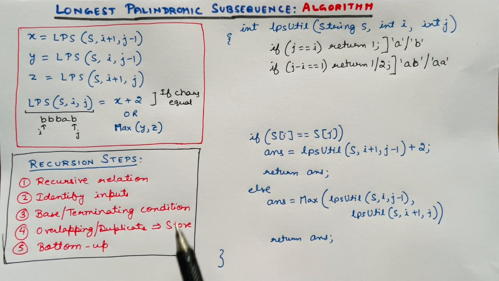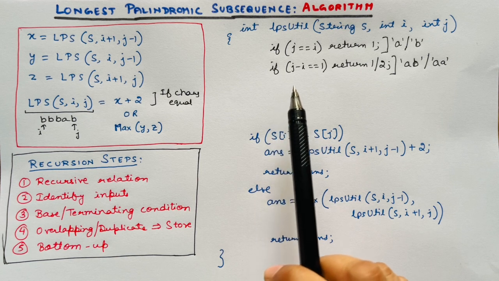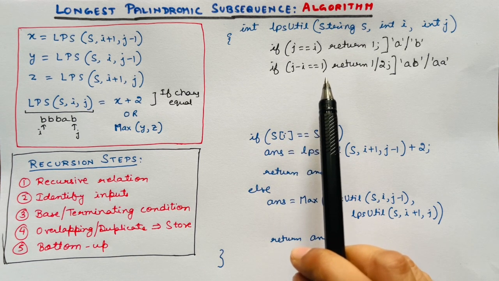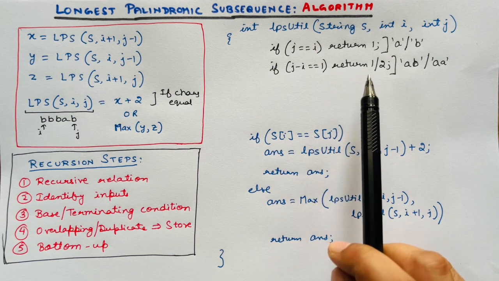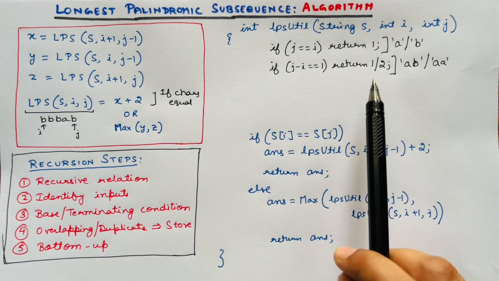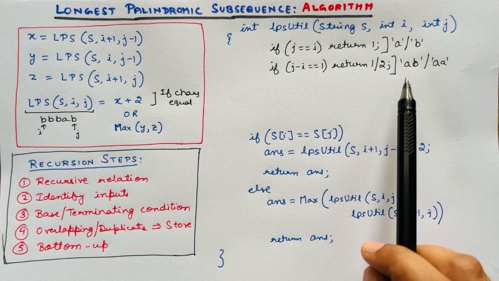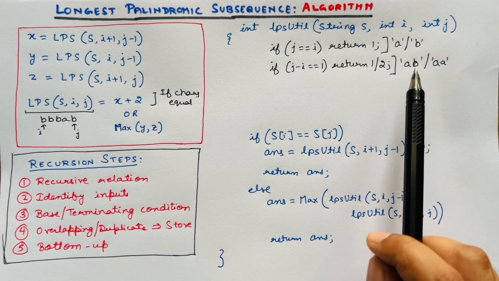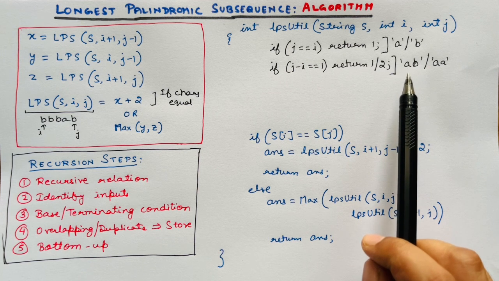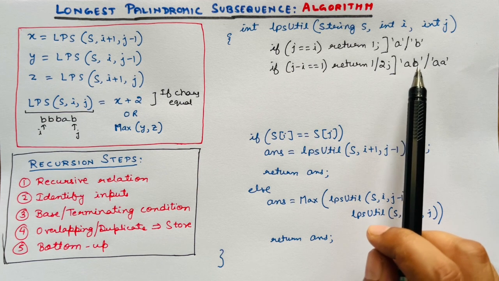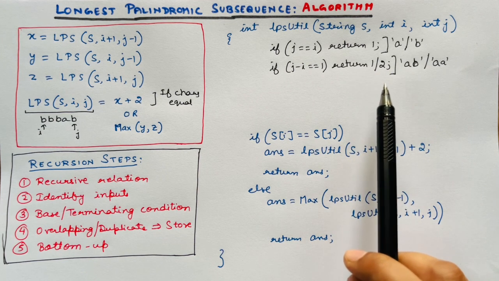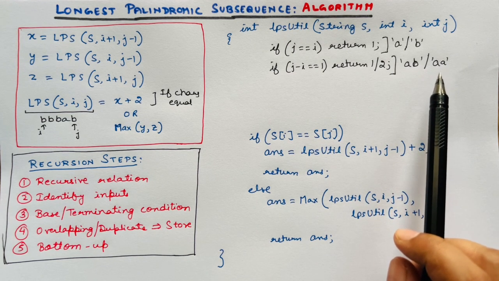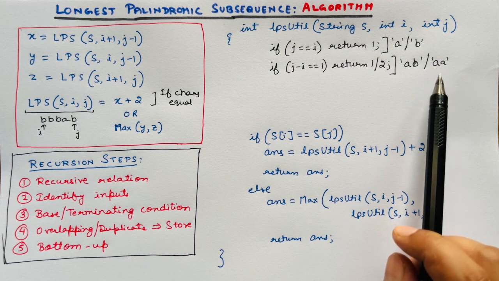And if the length of the relevant part of the string is 2, that means j minus i is equal to 1, then our answer can be 1 or 2, depending on what the characters are for the two length string. If the characters are different, like a, b, then the longest palindromic subsequence can be either a or b, so our answer will become 1. But if the characters are the same, like a, a, then the longest palindromic subsequence will be the string itself, so our answer will be 2.